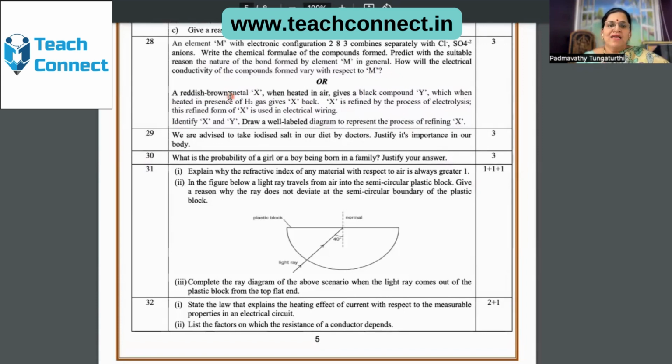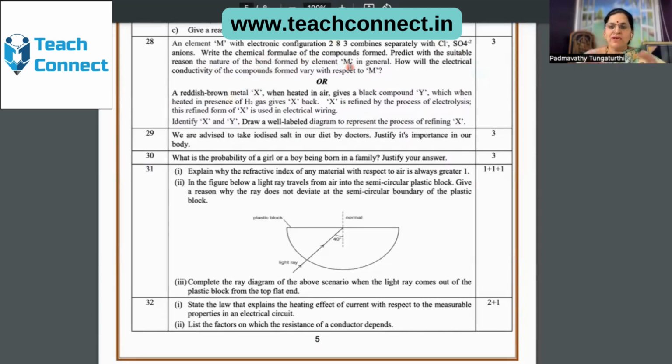That means the third shell is not filled yet and it is ready for reaction. Combine separately with chloride ion and sulfate. It is very specifically given that it is combined separately. Metal combines with chloride ion and metal combines with sulfate ion.